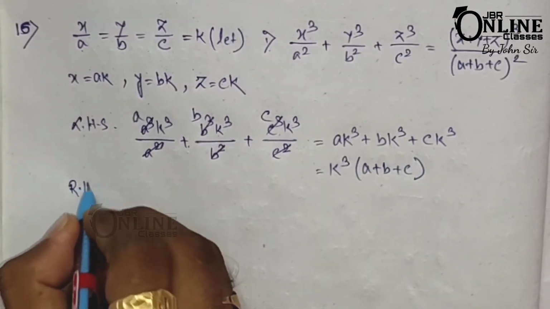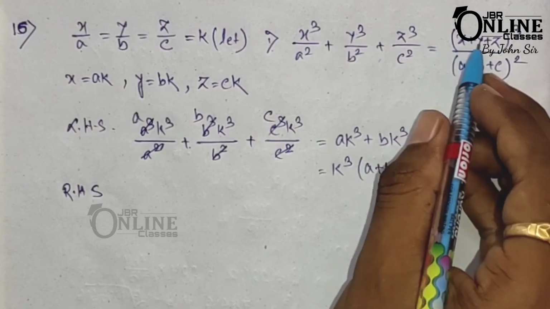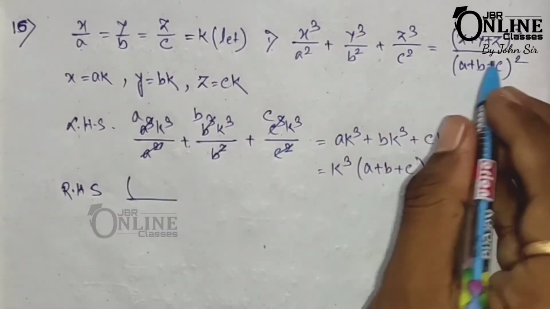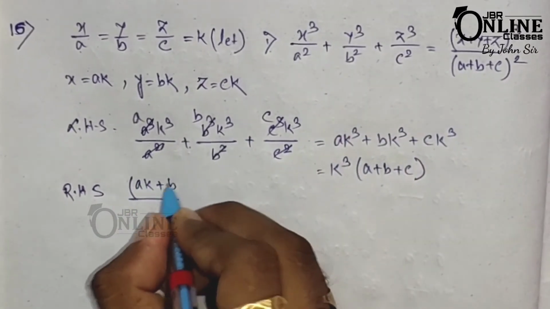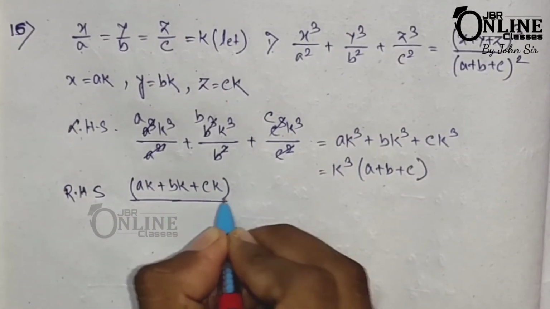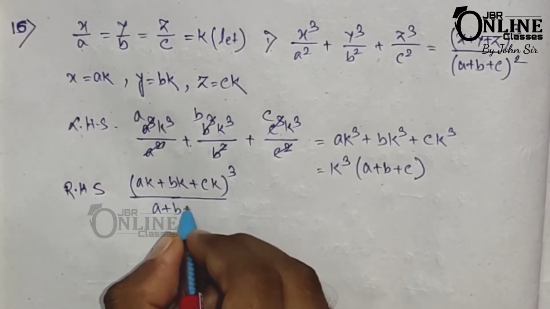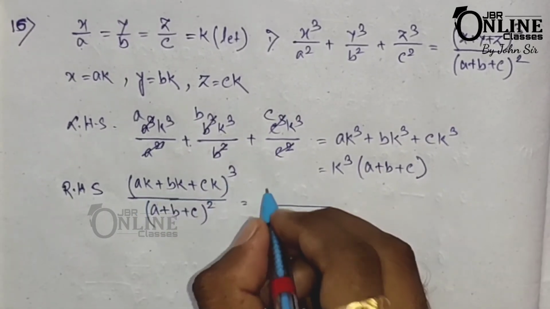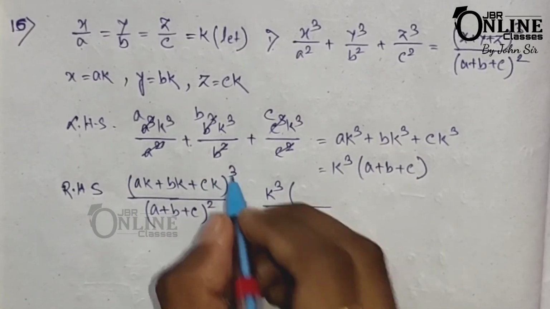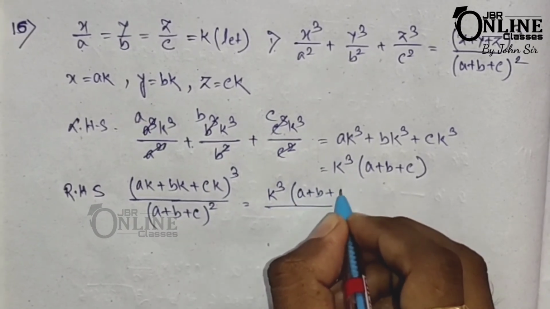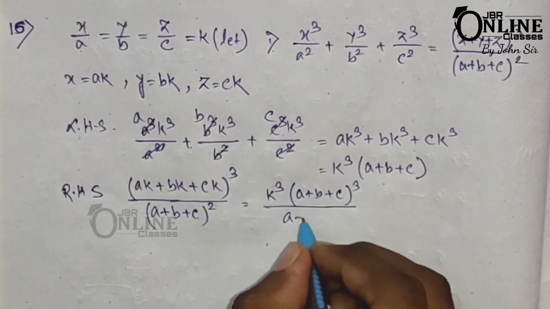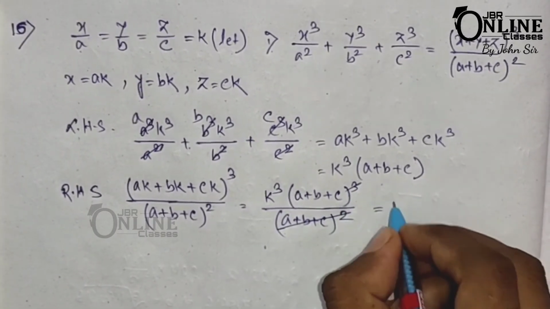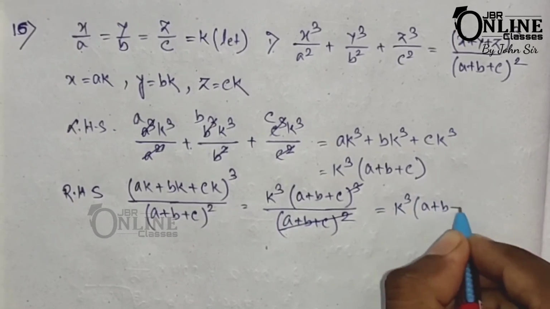Now the right hand side. The right hand side here is x plus y plus z whole cube by a plus b plus c whole square. Now x means ak, y means bk, and z means ck, so whole cube. Now in the denominator, a plus b plus c whole square. In the upper part, if k is common, write out k cube as the whole cube. So in the bracket, a plus b plus c whole cube divided by a plus b plus c whole square, it will be cancelled, so only a plus b plus c remains.